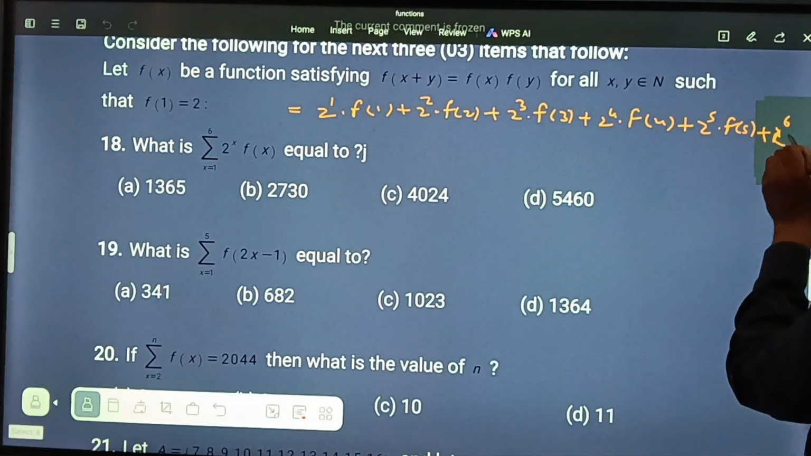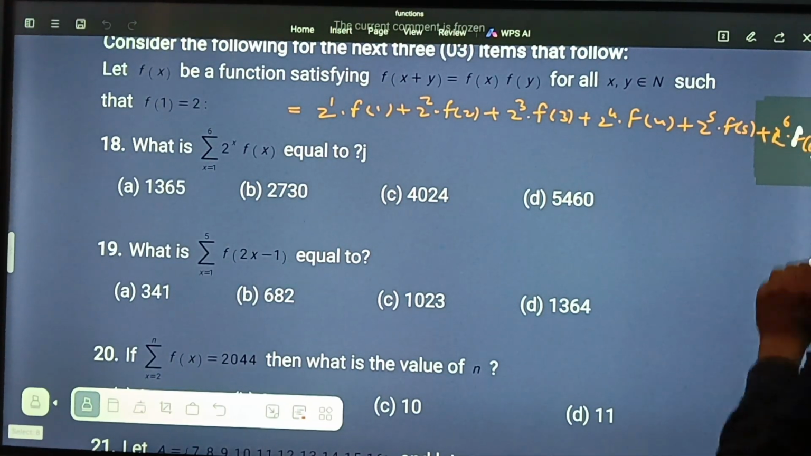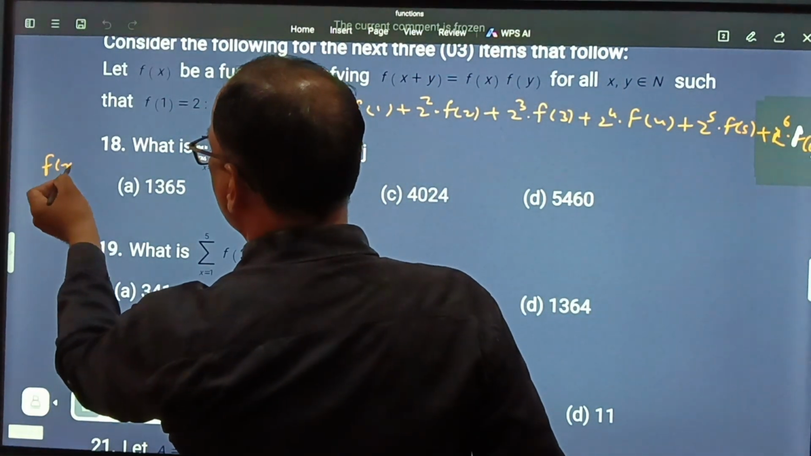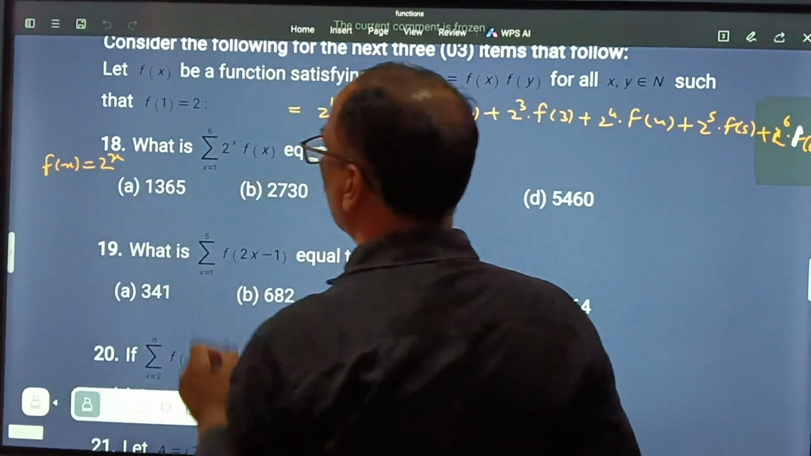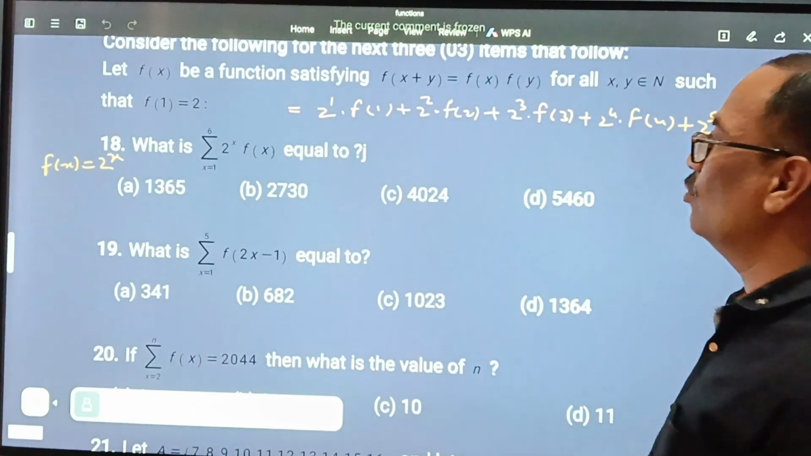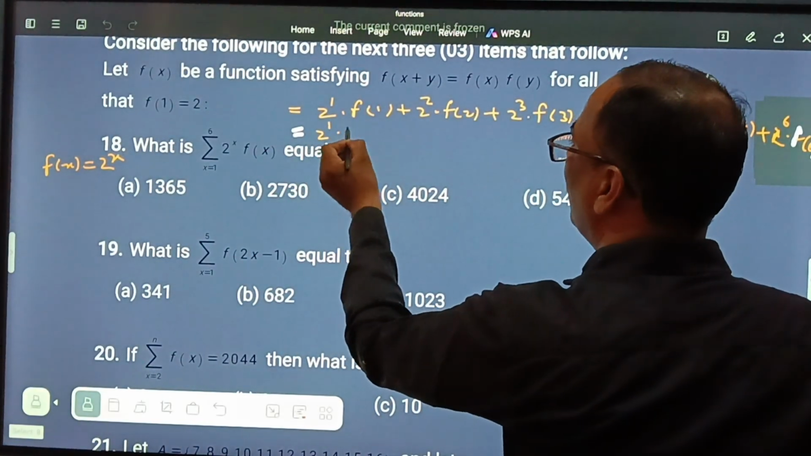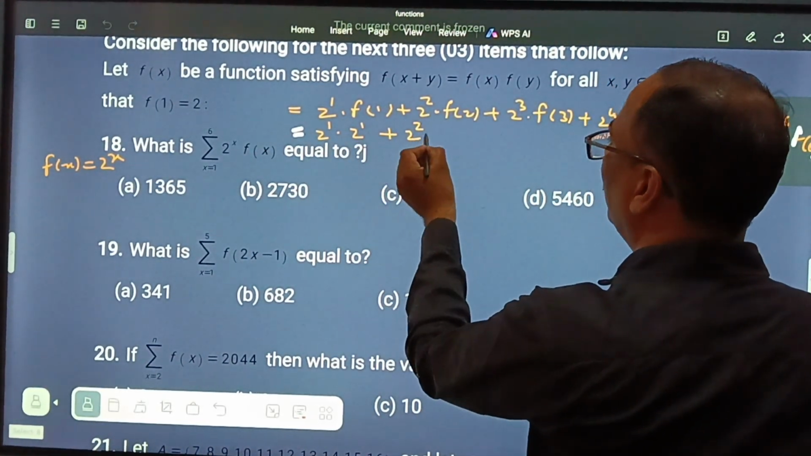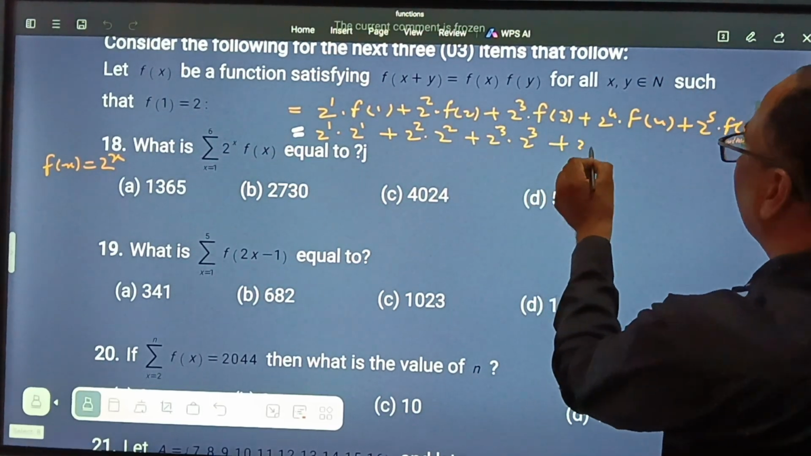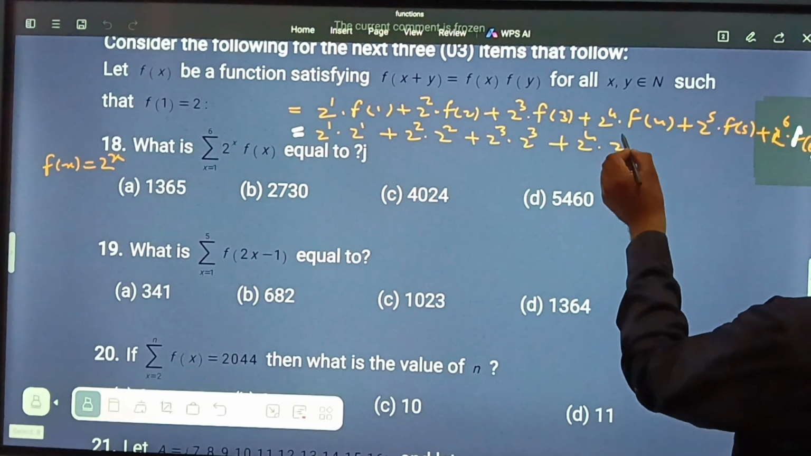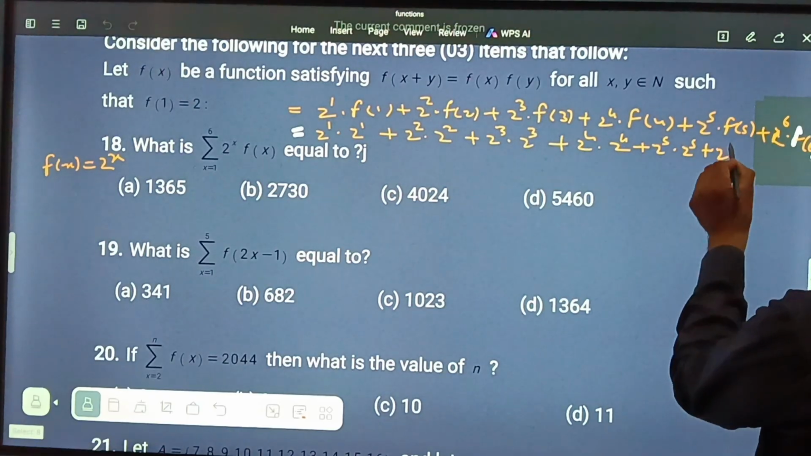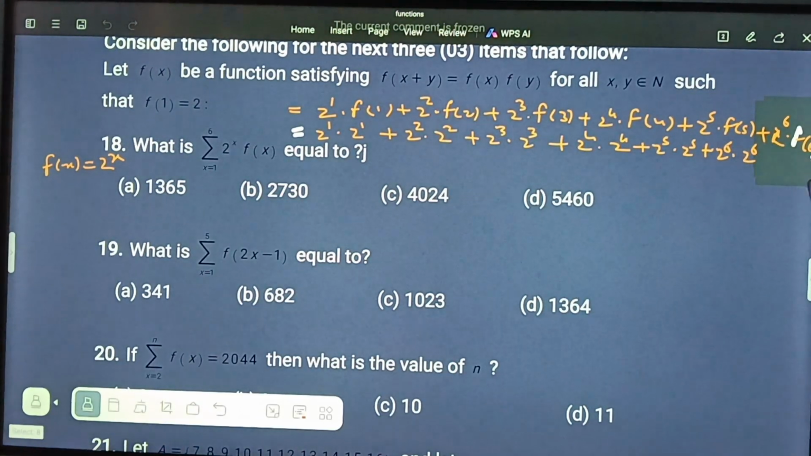2 raised to power 6 into f of 6. So f of x, we know very well, is equal to 2 raised to power x. So putting the values: f of 1 is 2 raised to power 1, f of 2 is 2 raised to power 2, f of 3 is 2 raised to power 3, and so on. So this is 2 raised to power 1 into 2 raised to power 1, 2 raised to power 2 into 2 raised to power 2, 2 raised to power 3 into 2 raised to power 3, up to 2 raised to power 6 into 2 raised to power 6.